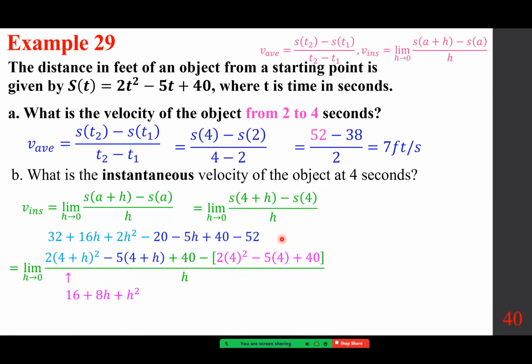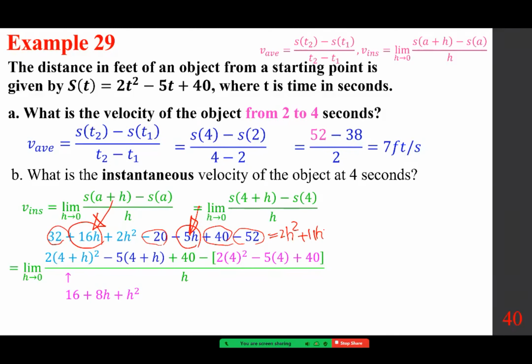Now notice the numbers 32, negative 20, positive 40, minus 52, they all add up to 0. So we have the numerator as 2h squared plus 11h. That's all there is to it.